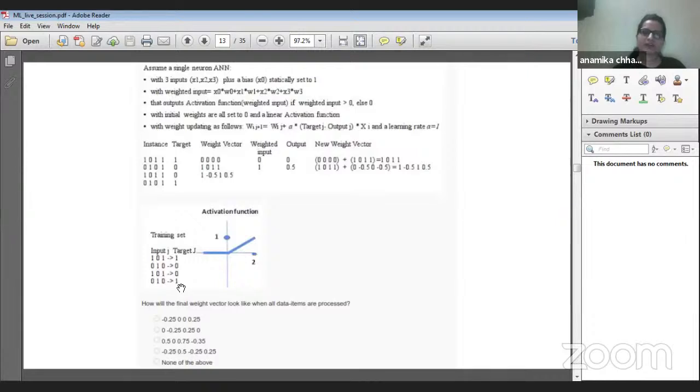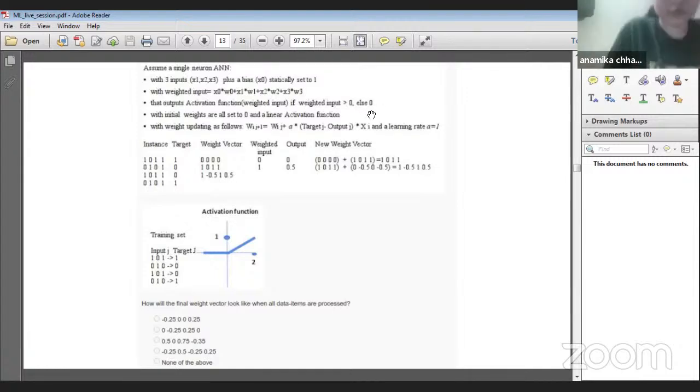Now let's take a look at one more similar question where we have a different activation function. It's very important that you use the activation function that is given. So here I'm going to show you another thing. Okay, let's first read it quickly. We have again a single neuron, again 3 inputs and a bias set to 1. Again, we will compute the weighted input. Now the activation function outputs the weighted input if the weighted input is greater than 0, else 0.